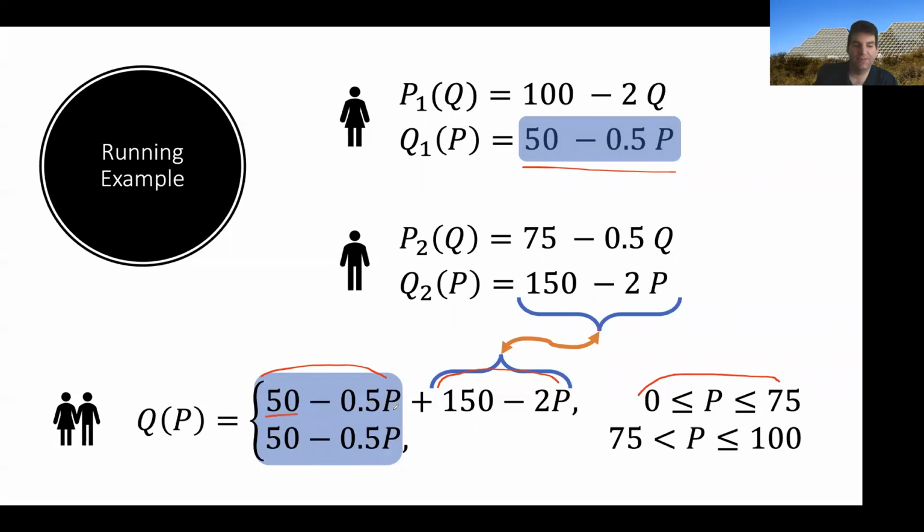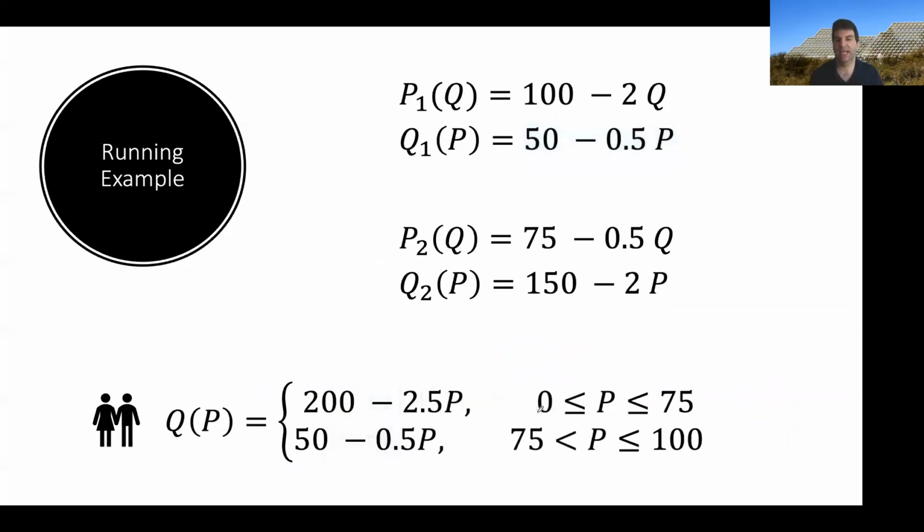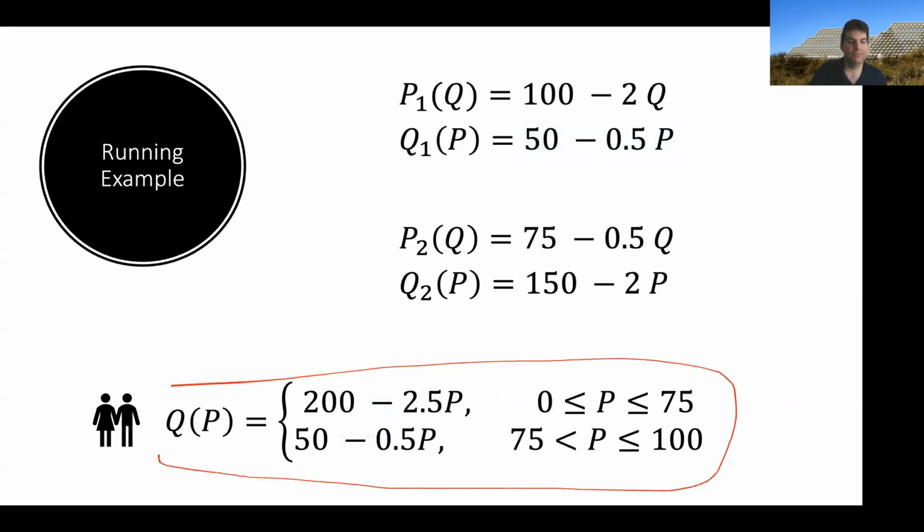So you can see that we can add 50 to 150, and we'll get a 200. And we can add the minus 0.5 to the minus 2, and we'll get a minus 2.5. And that's exactly what I get when I combine those two. So this here is a mathematical expression for the market demand curve. And we'll see what it looks like in the next slide.